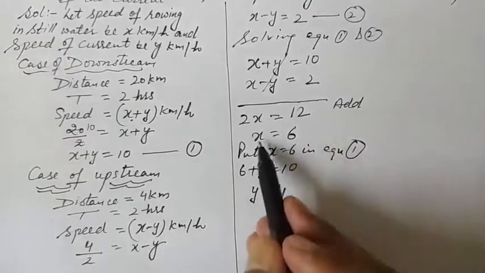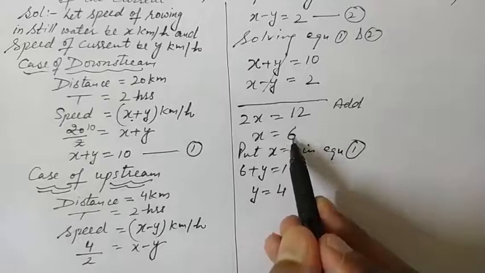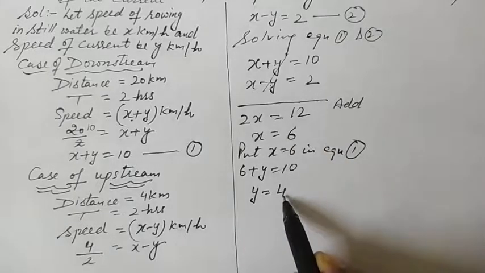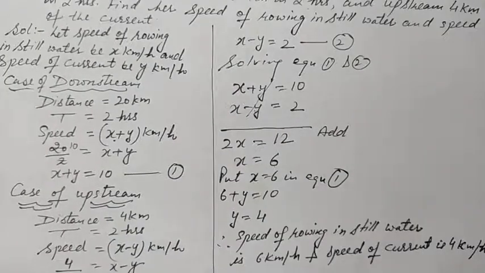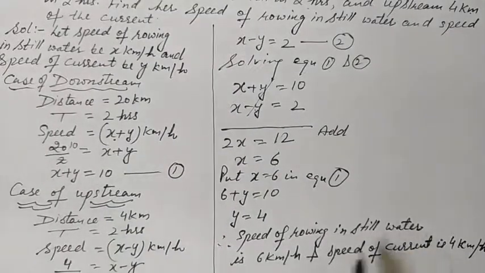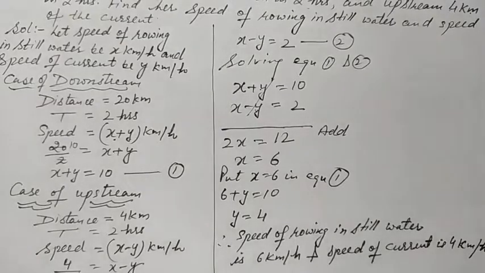It means speed of the rowing in still water is 6 km per hour and speed of the current, that is speed of the water, is 4 km per hour. So speed of rowing in still water is 6 km per hour and speed of current is 4 km per hour. So this way we will solve this question.